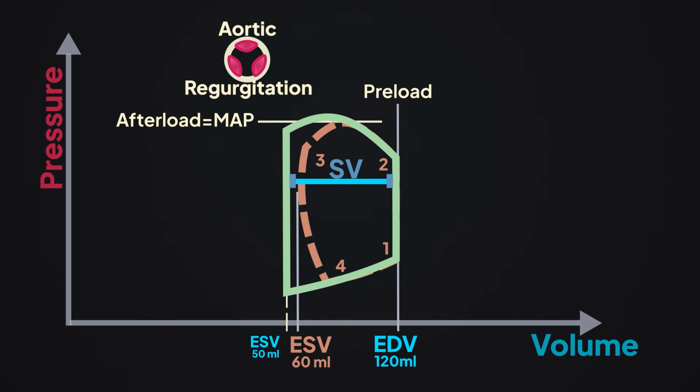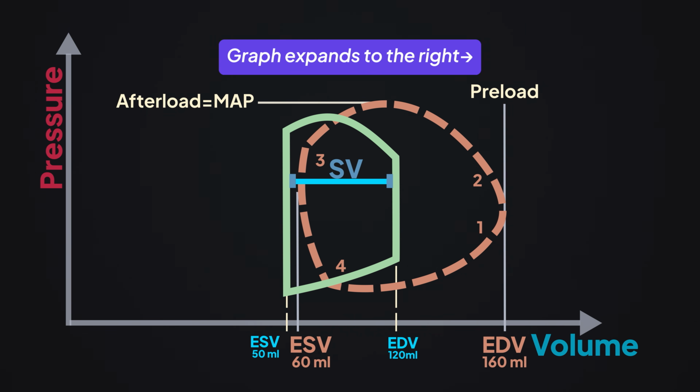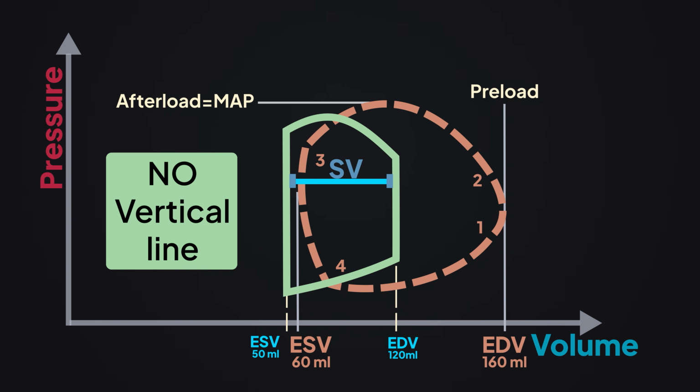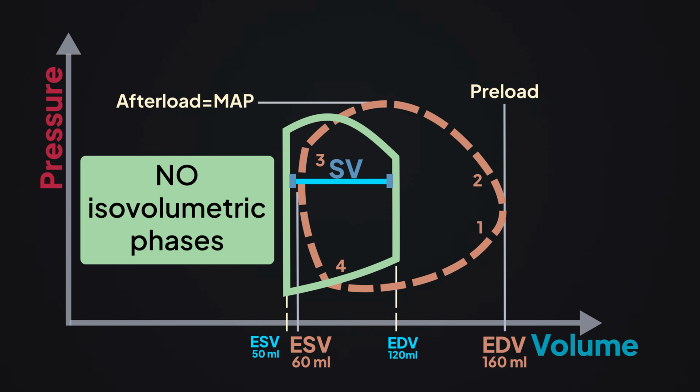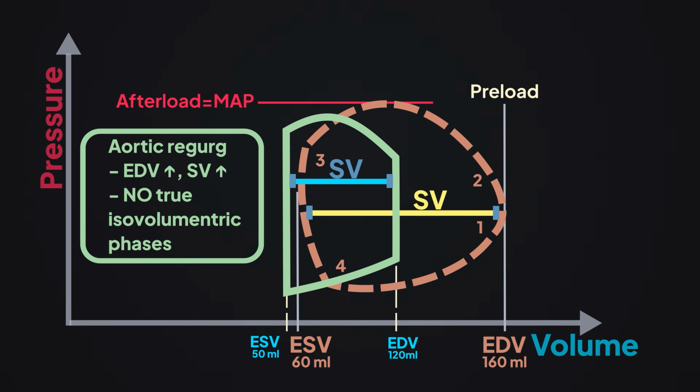This pushes point 4 to the right, significantly increasing your end diastolic volume. Even when the heart starts to squeeze, the pressure is still lower than in the aorta, so blood continues to leak in during the contraction. Because of this, there are no vertical lines, there are no true isovolumetric phases, because the volume is always changing. The loop becomes much wider, your stroke volume increases, and consequently your afterload rises slightly too.